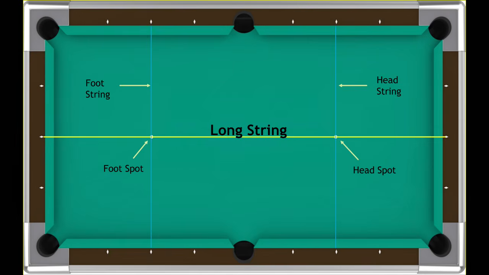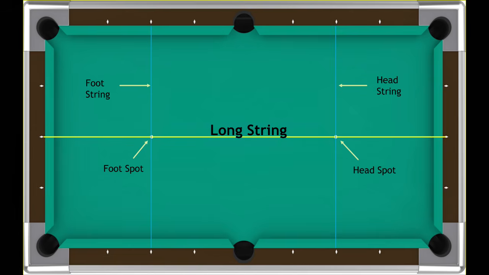Either for ourselves or for our students, a good first step would be to identify a straight line. Here in this diagram, we've labeled the long string. The long string connects the 2 center diamonds, the 2 middle diamonds on the short rail. The long string also passes through the foot spot and the head spot. Now we have 4 identifiable points on the table for a nice straight line.